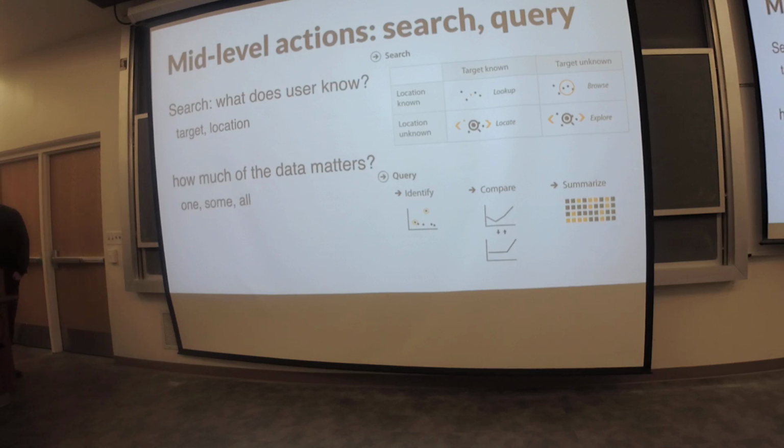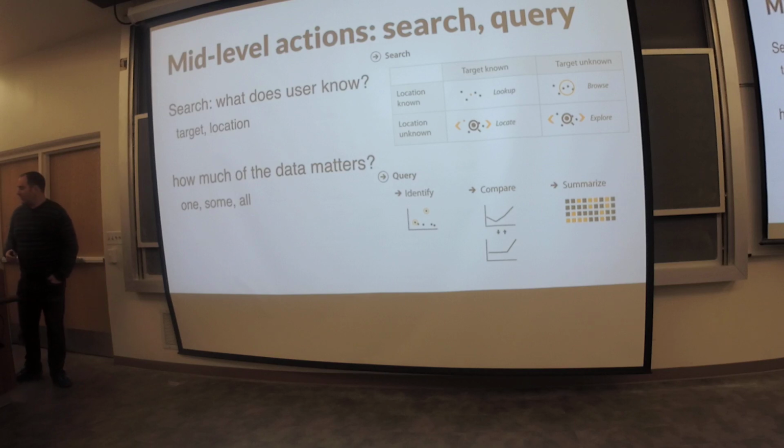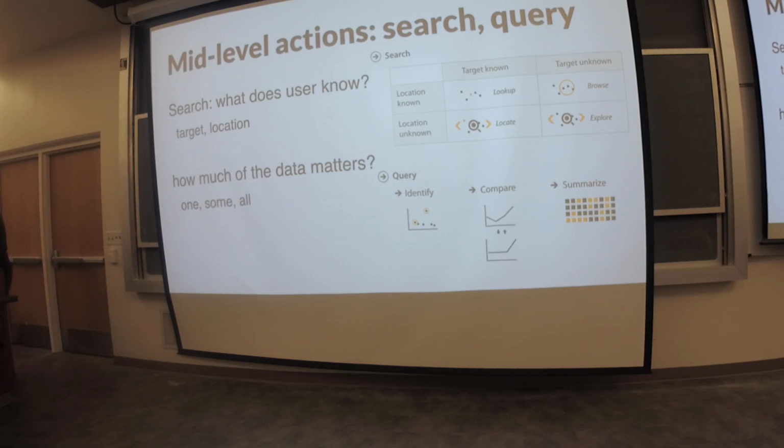And for searching, they distinguish between 2 dimensions. Is the target known or unknown? Is the location known or unknown? If the target is known and the location is known, it's just a lookup. If the target is unknown but the location is known, we browse at this location that we know. If the location is unknown but the target is known, then I have to locate the target. And if the target is unknown and the location is unknown, then I have to explore freely, right? So I basically look at the data and try to find something interesting.